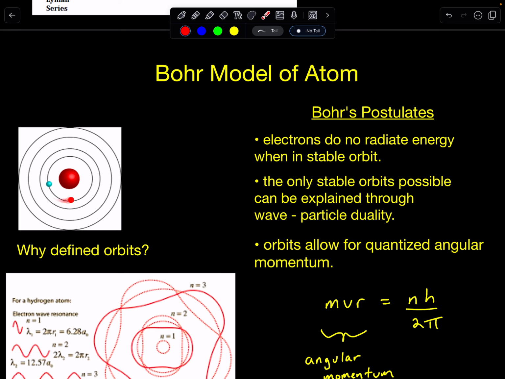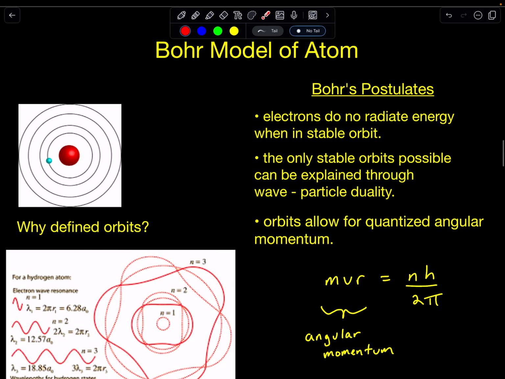Now that's strange, because when an electron is orbiting, it's experiencing centripetal acceleration, so it should be radiating energy. But he said that they don't, and in order to explain that, he says that those electrons have to be explained through a wave particle duality. Maybe they have wave-like properties.